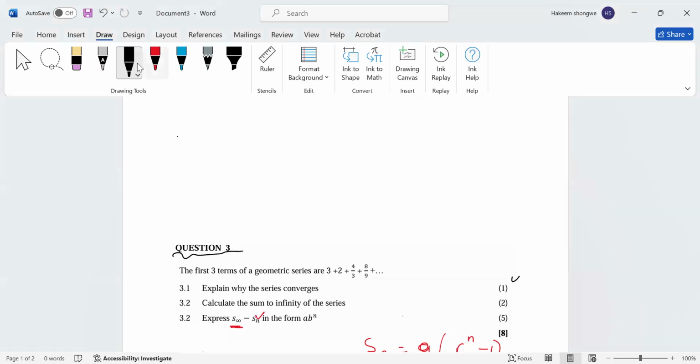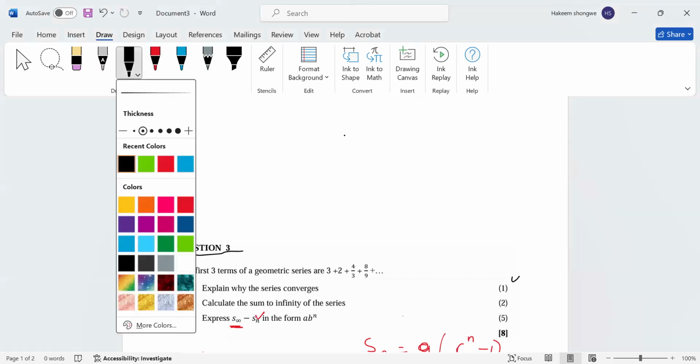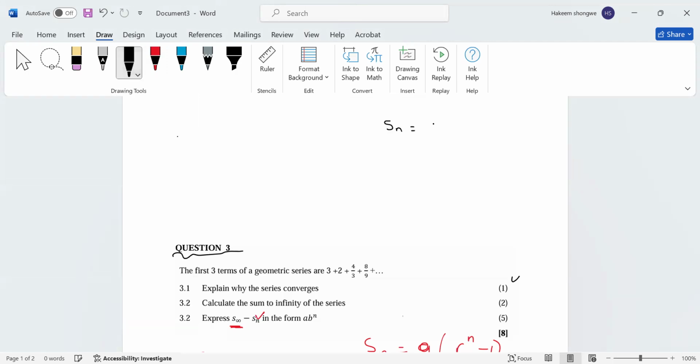So what did you have? The SN is still fine. I think we know what SN is. So SN is given as 3 open bracket 2 over 3. This one is 2 all over 3 to the power of n minus 1, close bracket, all over... you said this one is minus 1 all over 3. This one is fine. Okay. Then now minus 1 over 3.